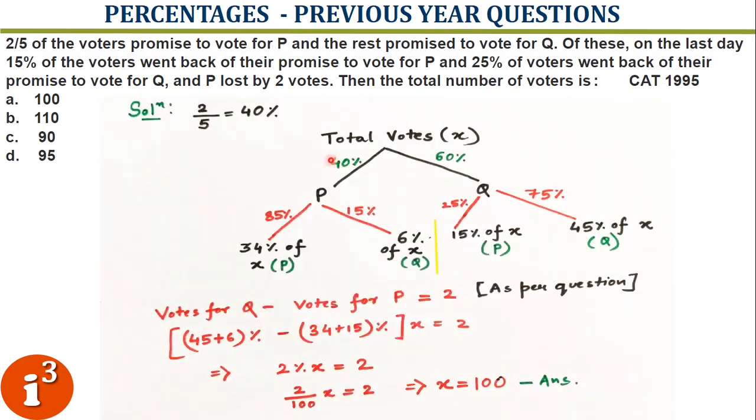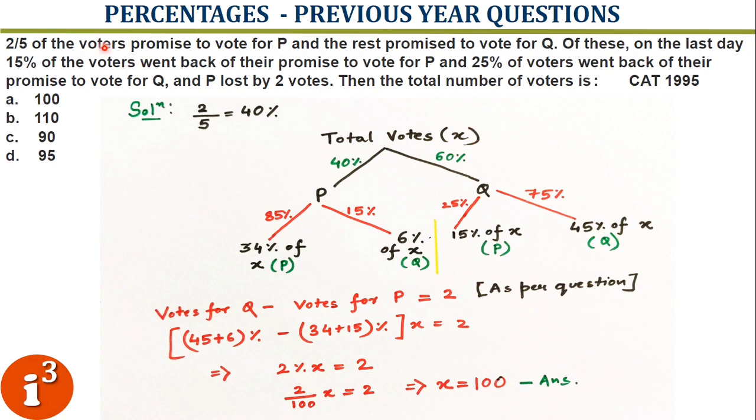The diagram is heavy, but once you understand it, it is very easy, so don't fall for the diagram. It's like a tree diagram of biology that we saw. It's not like that. So 2 by 5 is 40%. We convert 2 by 5 to 40%. So let the total votes be X. That is what we need to find, the total number of votes.